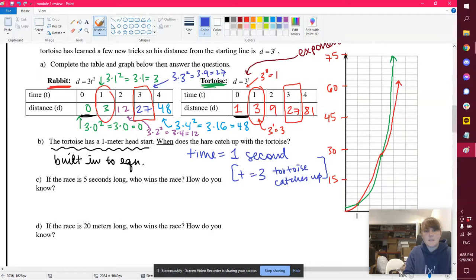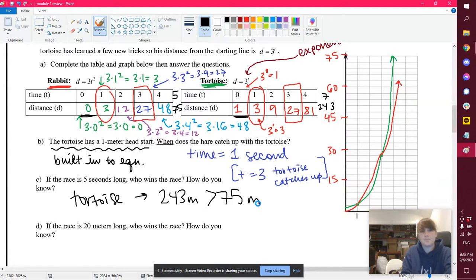If the race is 5 seconds long, who wins the race? So we would plug in 5 for both of these things. This is going to be 75, and this one's going to be 81 times 3, right? 243 versus 75. The tortoise is definitely going to win. That's not how you spell tortoise. Tortoise is going to win because 243 meters is bigger than 75 meters.